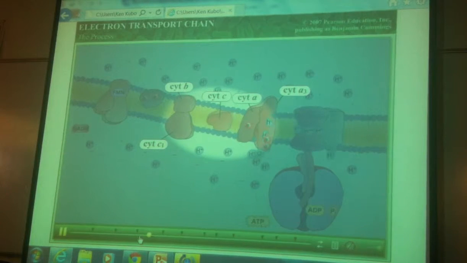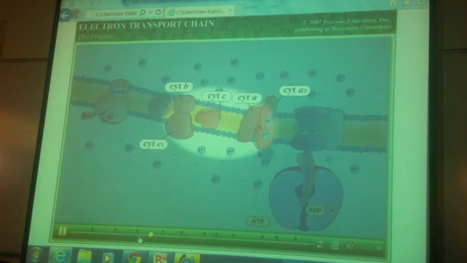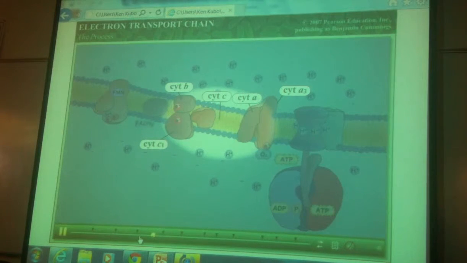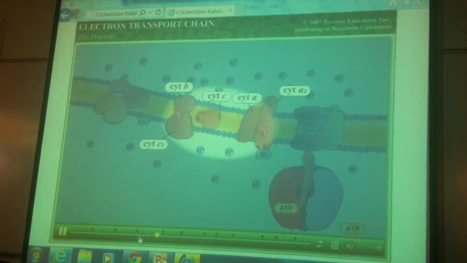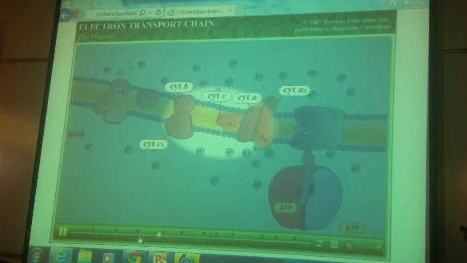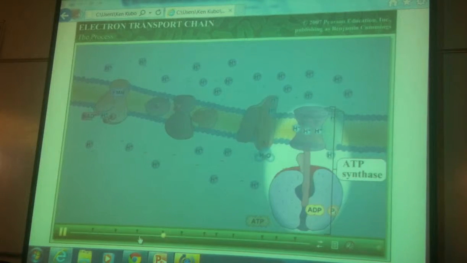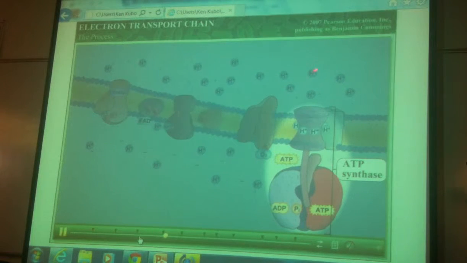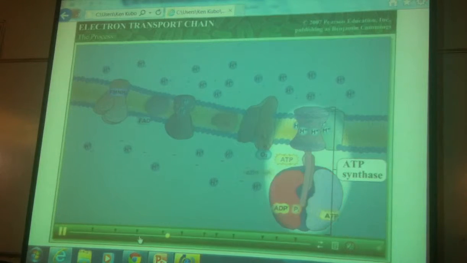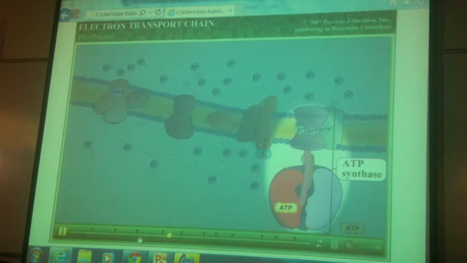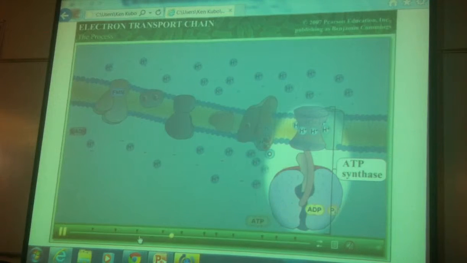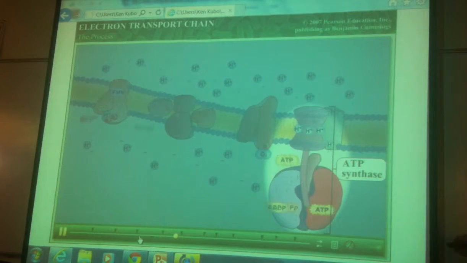Remember that in this course, we're not going to focus on the individual components, so you're not going to need to know the order of all these different components in the electron transport chain. But what I do want you to know is overall what's happening in this process. The hydrogens are being pumped out to create this gradient. And then here's ATP synthase. ATP synthase takes those hydrogens, moves them back across the membrane, and that releases the energy to make ATP.